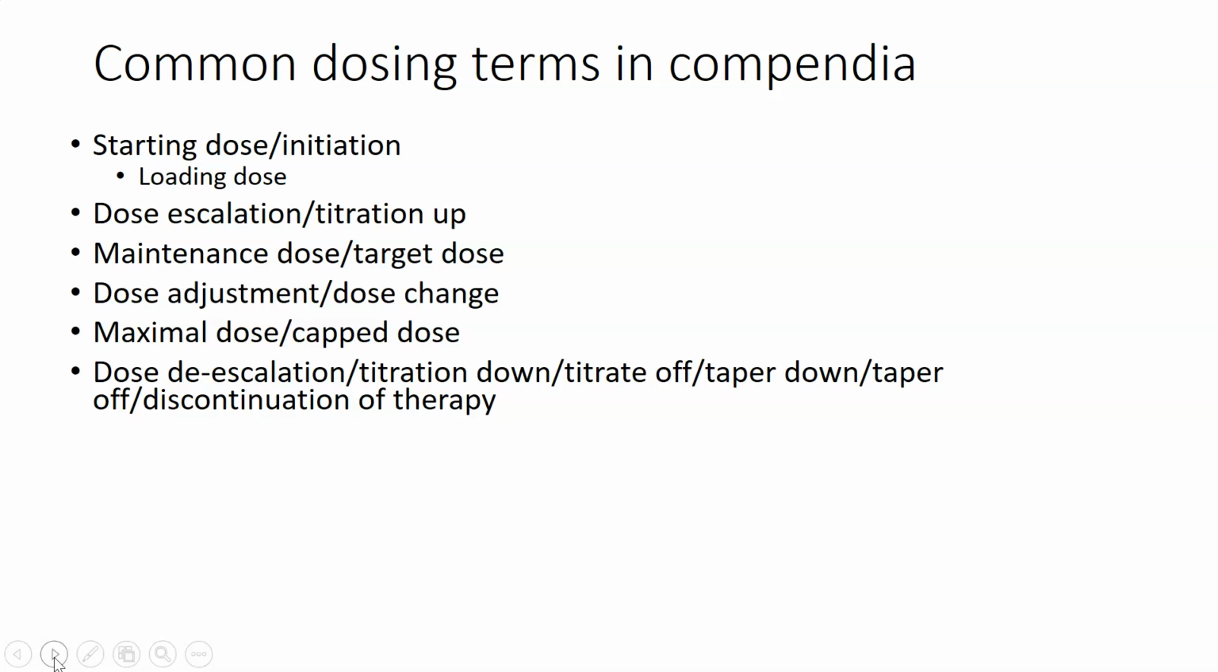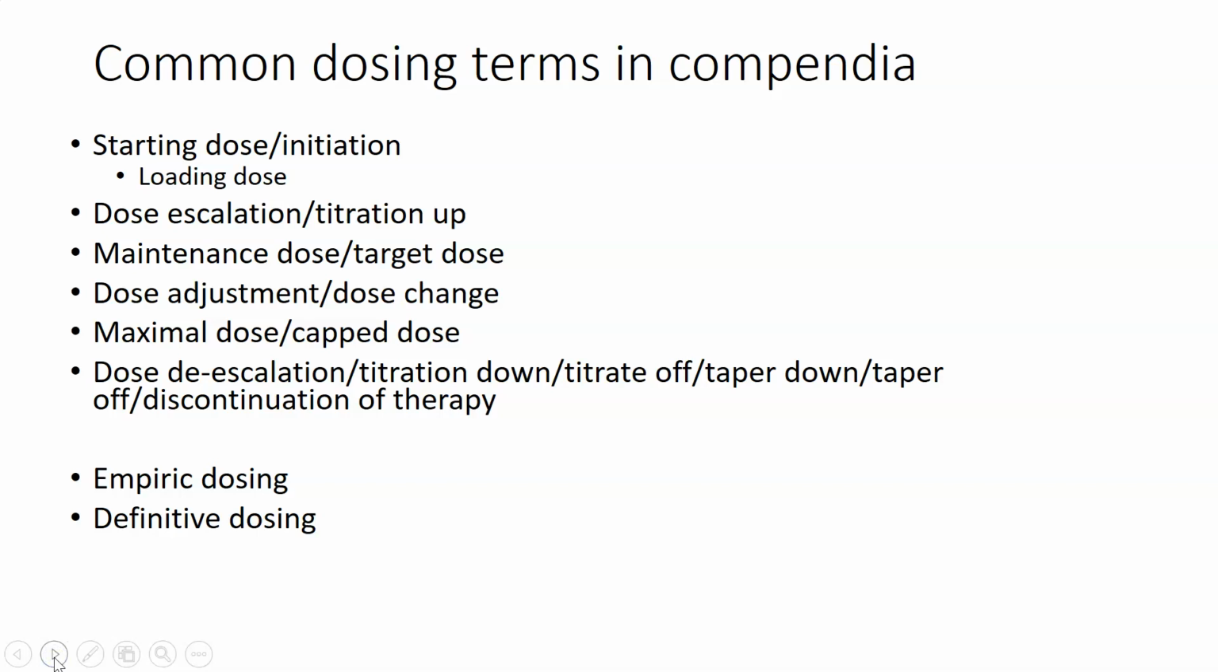So in those cases, you will see wording like titrate down, taper down, or it would be listed in the compendia as a discontinuation of therapy recommendation for how to do that. So not all drugs will have this information because not all drugs need to be tapered or titrated down.